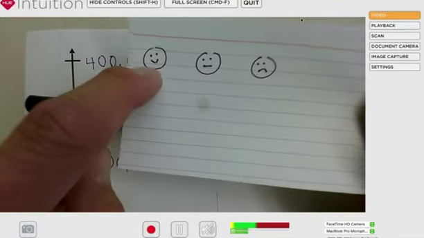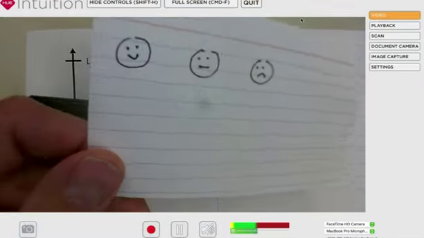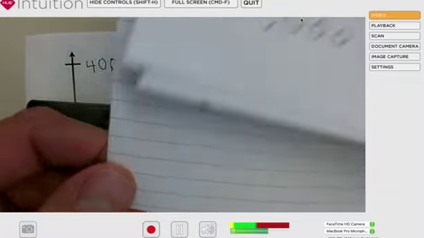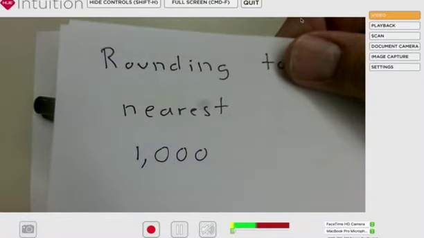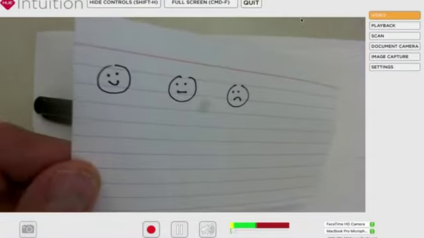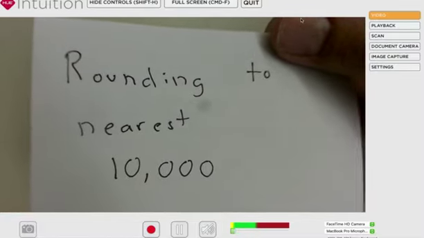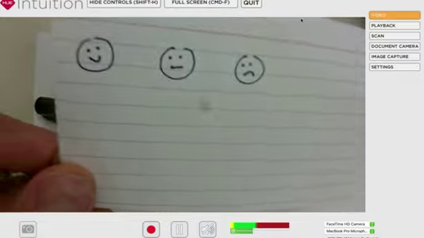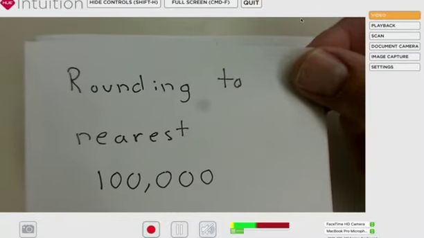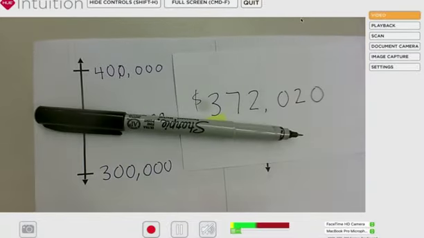Again, one more time. You should have 3 emojis. The first one is for how you are feeling about rounding to the nearest 100,000. That's one emoji. You should have another emoji on here for how you feel about this. And then another emoji for how you feel about this. And then we can have a conversation.